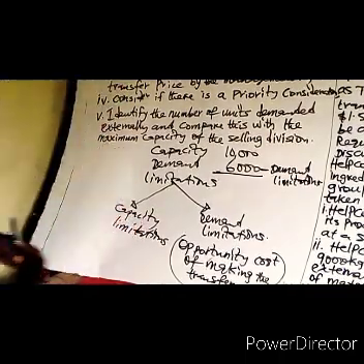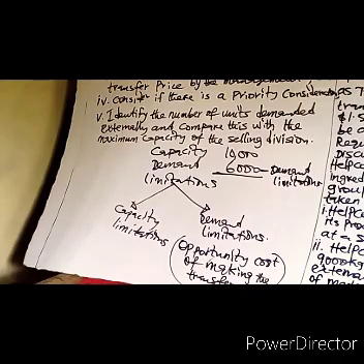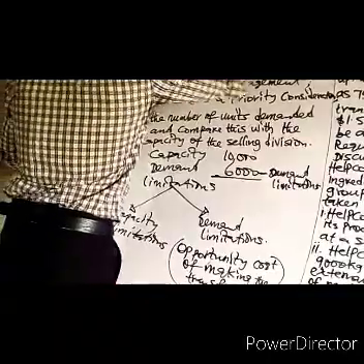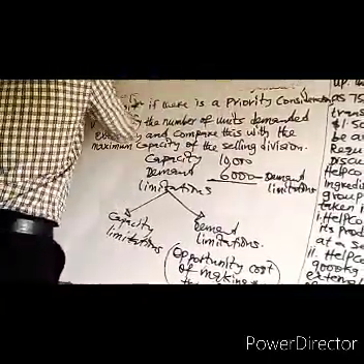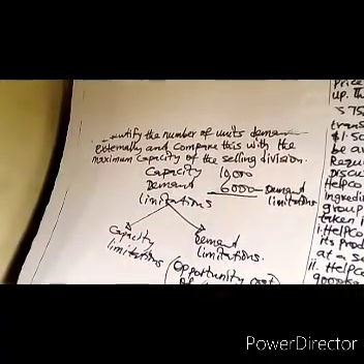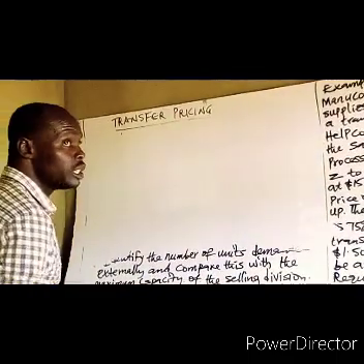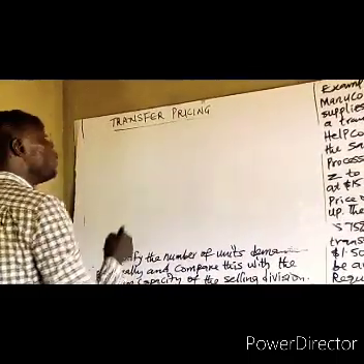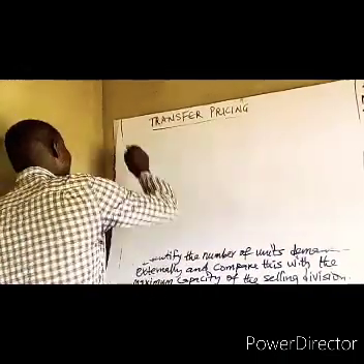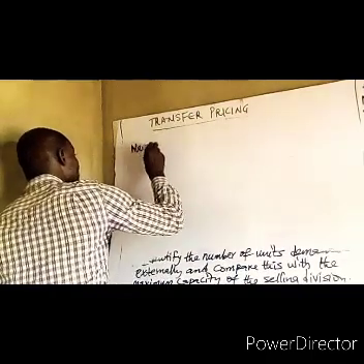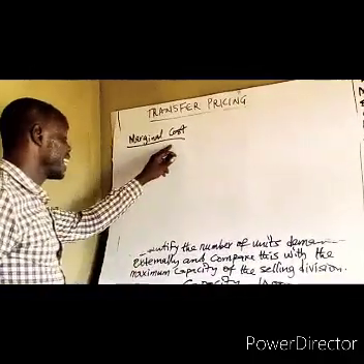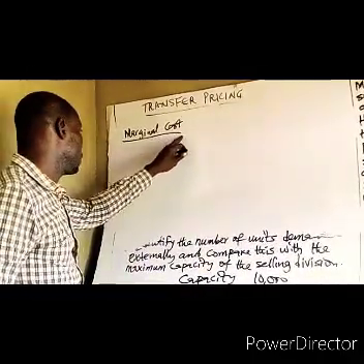This cost-based approach I've categorized into three. I made mention of full cost. I equally made mention of marginal cost, that is the variable cost. Then I equally made mention of cost plus. I've told you that the marginal cost, that is the variable cost, should be used where there is no external market for the selling division's product.